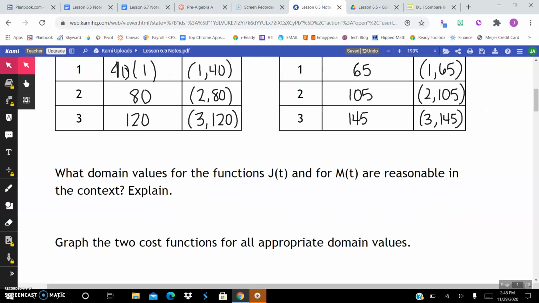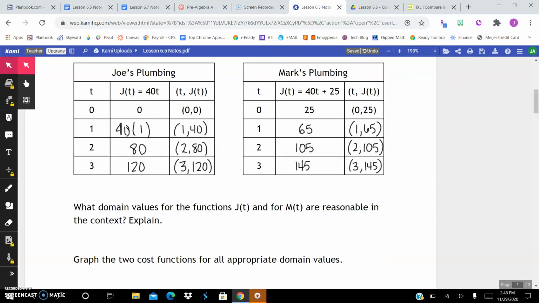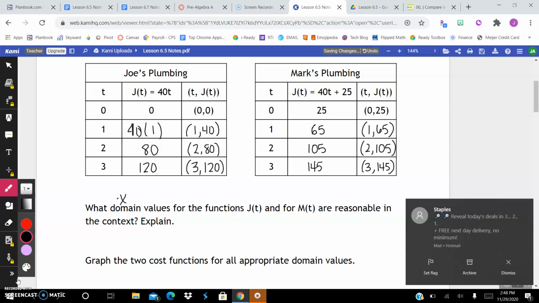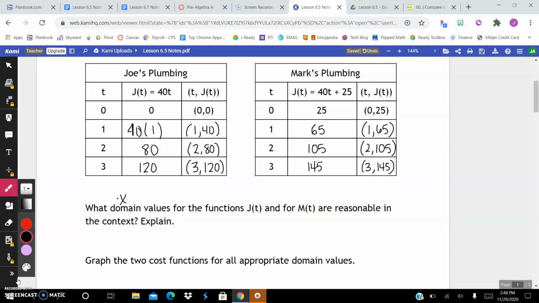So, trying to get everything in there. What domain values for the functions J of t and M of t are reasonable in this context? And explain. So remember, domain values are x values. So x here is really t for hours or time. And they want to know what is reasonable in the context of this problem.